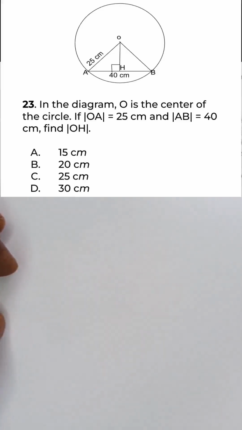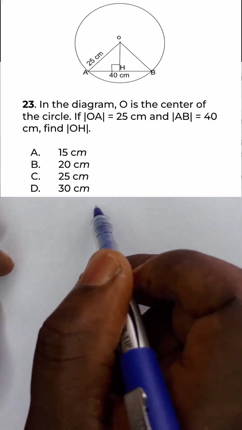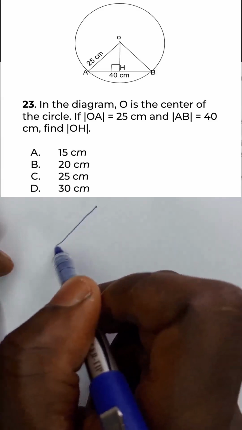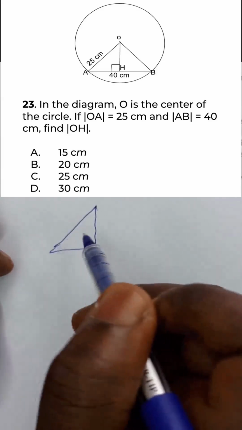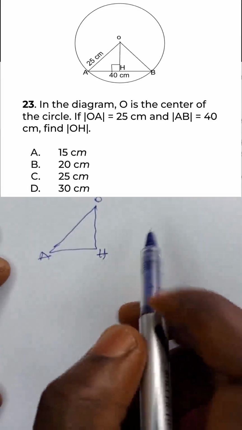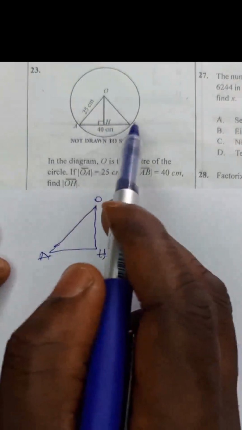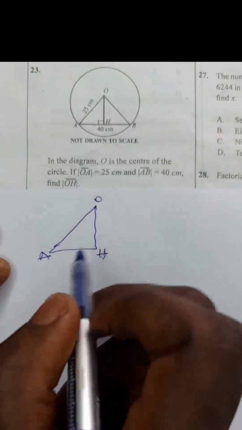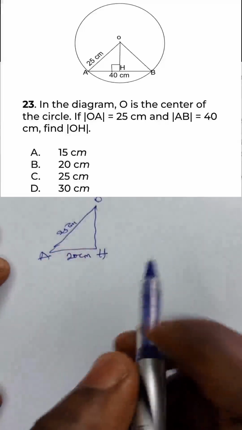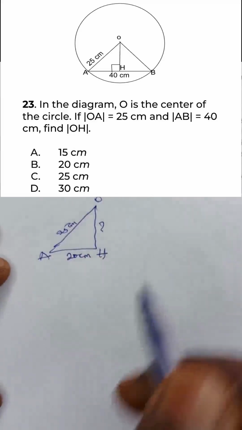Question number 23, you are given this diagram and you have to find line OH. If you look at the diagram, let's consider triangle AOH, which is a right angle triangle. This is O, this is A, and this is H. Remember that from here to here is 40 centimeter. From here to here, that's going to be 20 centimeter. So line AH is 20 centimeter. This line OA is 25 centimeter. And we have to find line OH.